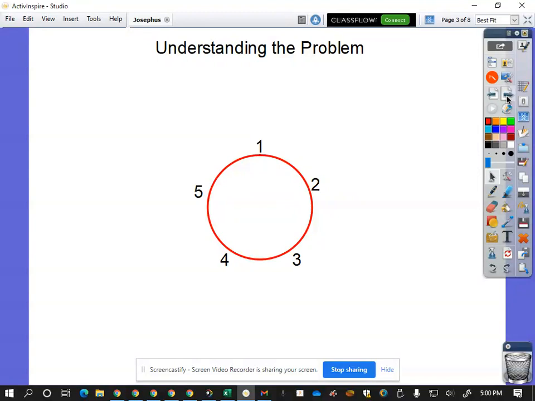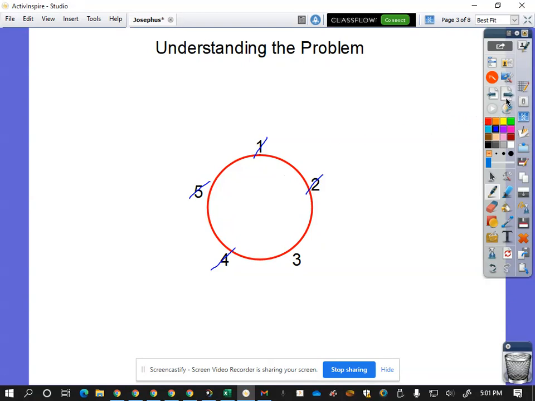So first, we want to understand the problem. So I've got a circle here with 5 people, and we're just going to go through and think about the problem. So if person number 1 is starting, they would execute person number 2. Person number 3 then would execute person number 4. Person 5 would execute person 1, and then person 3 would execute person 5. So in this case, the winning position is the number 3 position. So with 5 people, number 3 would be the place where Josephus would want to place himself.